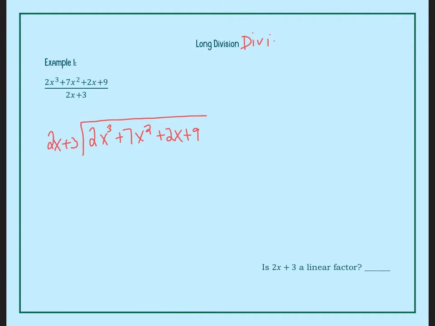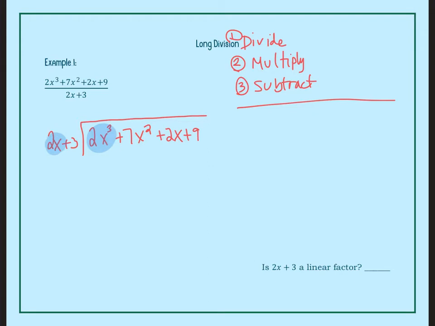So step 1 is going to be divide. Step 2 is going to be multiply. And step 3 is going to be subtract, and we are going to subtract in the problem. So following those three, first we're going to divide. We divide the first term of the dividend by the first term of the divisor.